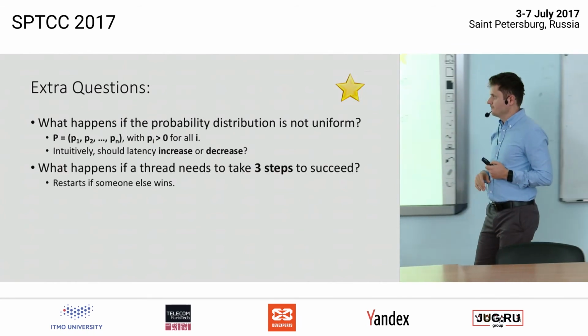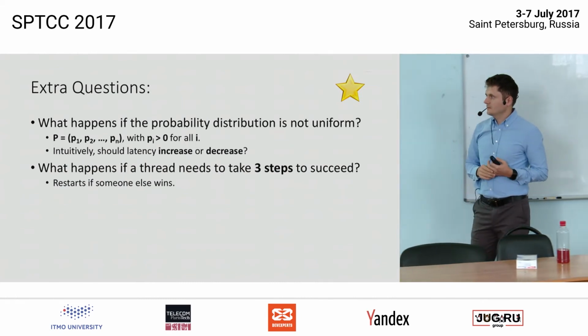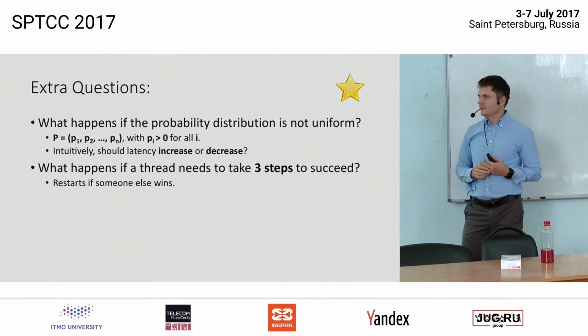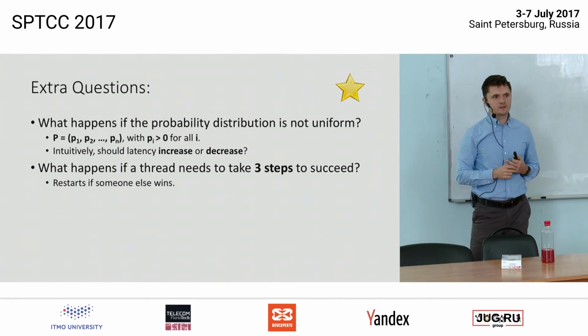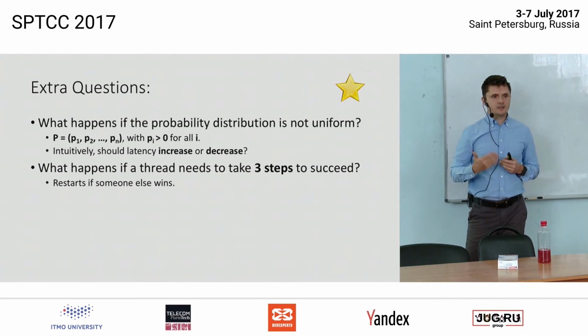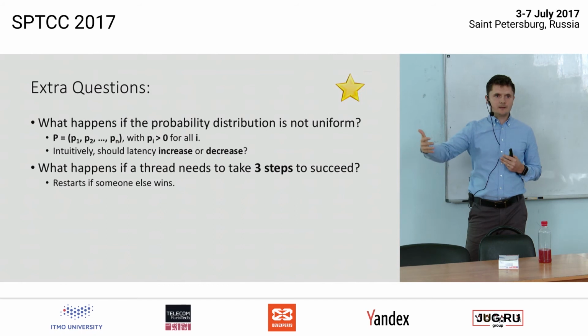So I challenge you to think about what the exact value is with respect to some arbitrary probability distribution. Now imagine we want to have a thread do 3 steps before succeeding. So the algorithm now is you have to do 3 steps in a row before succeeding. If someone else succeeds before you do, you're done with your three steps. You just get reset to 0 and you have to try again.